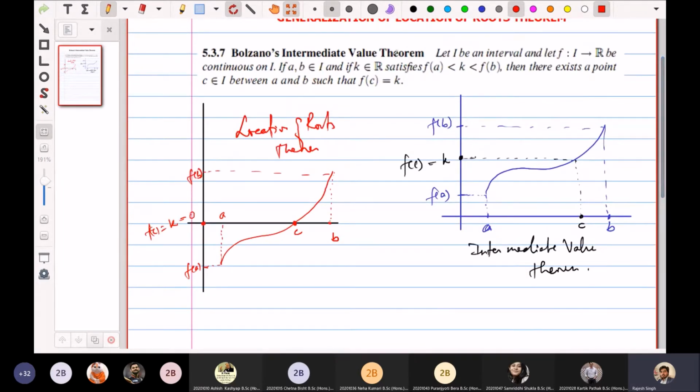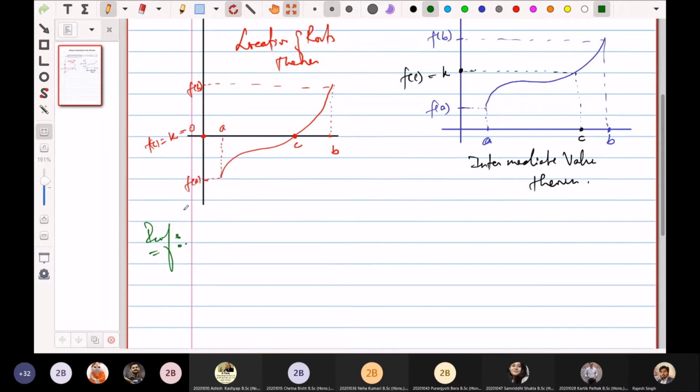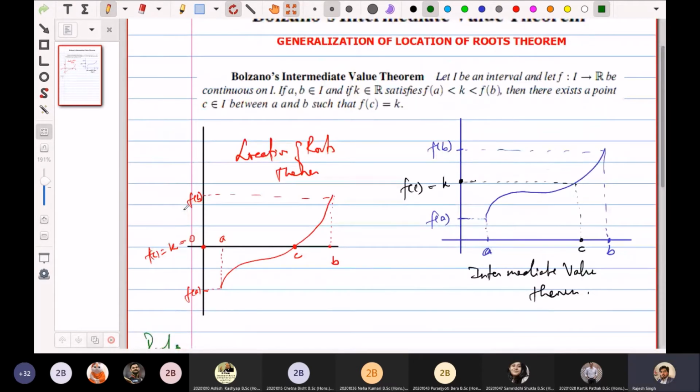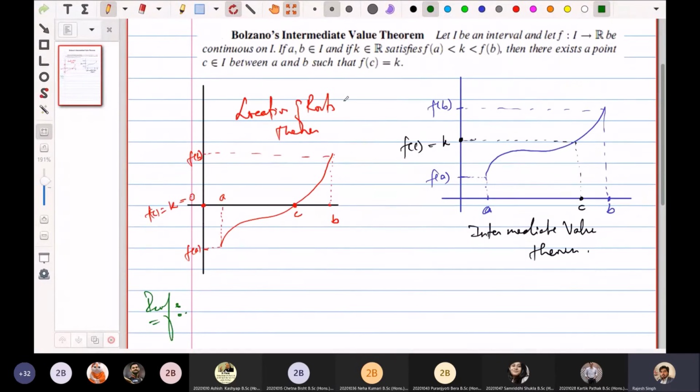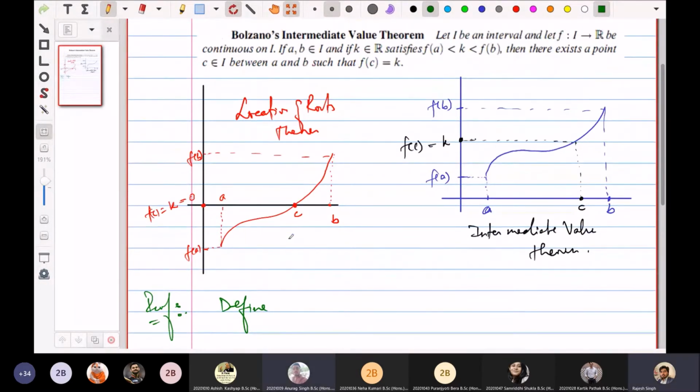Okay, so let us now try to prove this theorem. One proof we can do using the location of roots theorem. If we want to use the location of roots theorem, we need something at 0, since we want f(c) equal to k. So what new function should we define? Sir, f(a) minus k to 0, then f(b) minus k, just f(x) minus k, so everything becomes shifted by minus k. Okay.